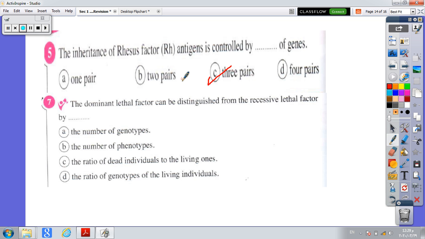Okay. The dominant lethal factor can be distinguished from recessive. What is the difference between dominant and recessive? The difference is in the number of genotypes, the number of phenotypes, the ratio of dead individuals, all individuals will be 25. The ratio of genotype of living individuals, no. The type of phenotype: dominant appears as yellow fur in mice or bulldog in cattle, while recessive appears as absence of chlorophyll in corn plant or infected bacteria in the human body.